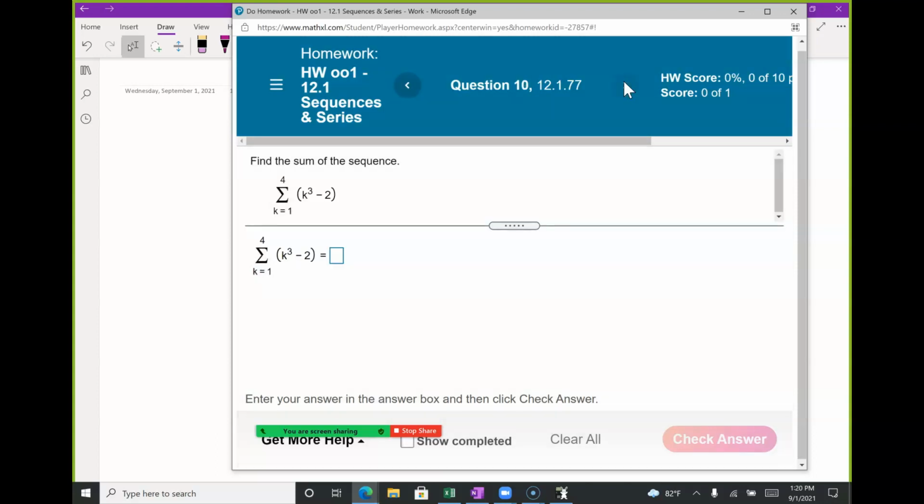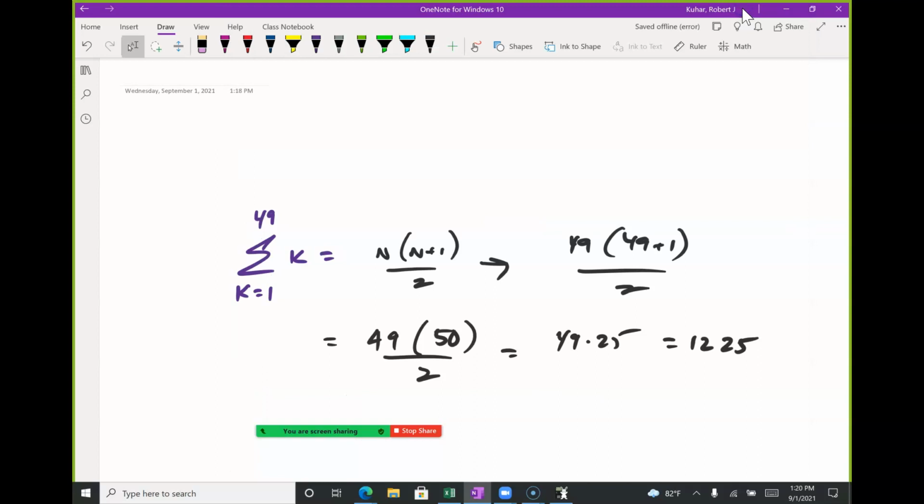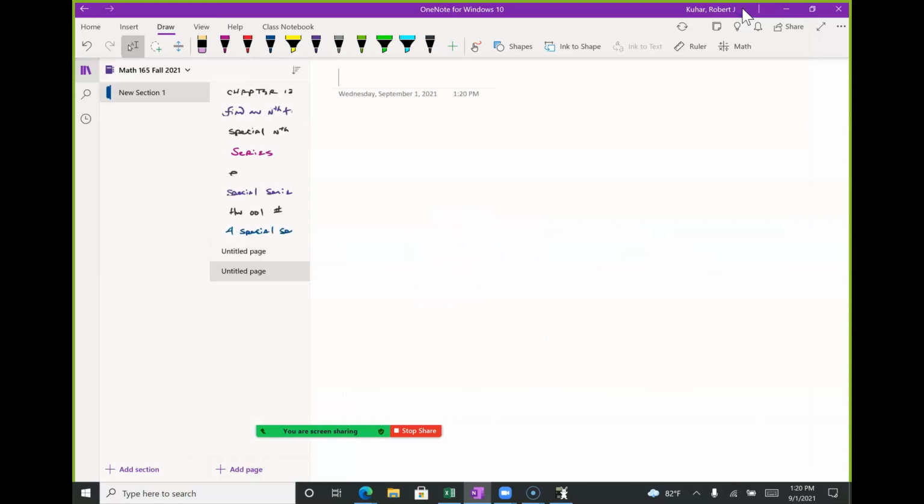So question 10. There are more problems in the book, right? And you'll do the examples in the book. From 1 to 4 of k cubed minus 2. Let me do a different one, right? Let me do a different one.